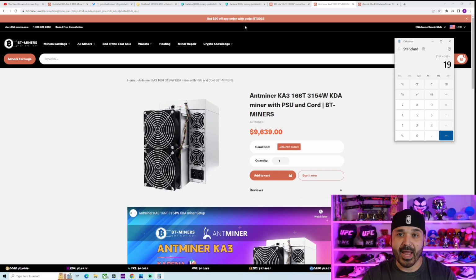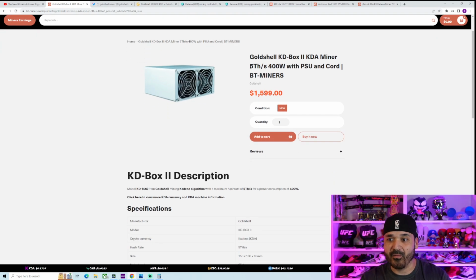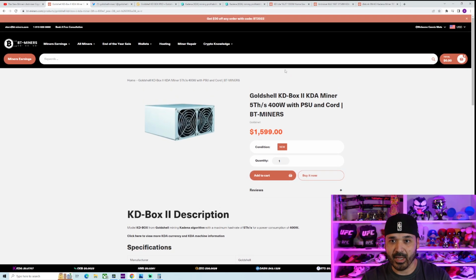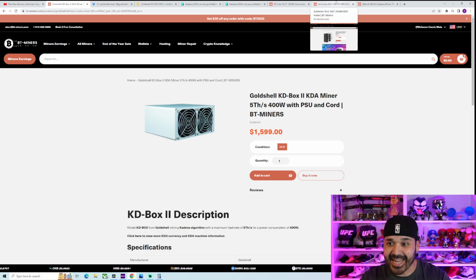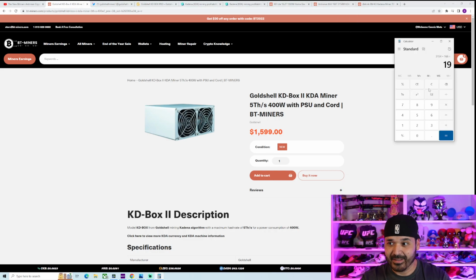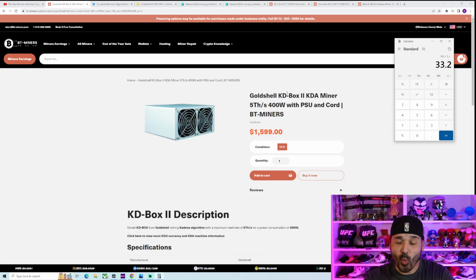Another huge thing to factor in is density, right? So this new guy is what, 5 terahash, right? This guy is 166 terahash, guys. So let's do that quick little calculation. 166 terahash divided by 5. You would need 33 of these damn KD Box 2s to compare to just one KA3.